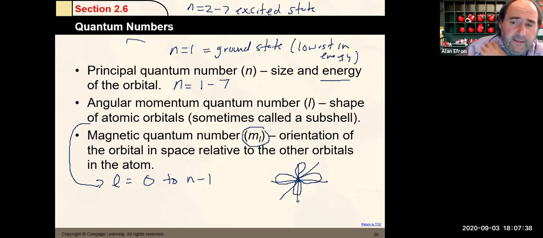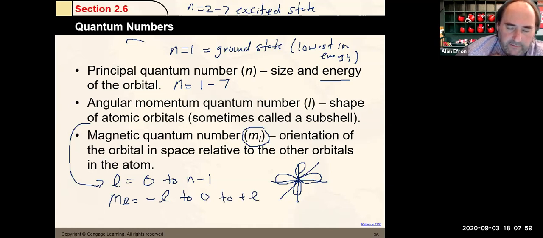Second to that, it will also tell you how many different orbitals there are for a particular subshell. And m sub L runs from negative L to 0 to positive L. Again, all whole numbers that go through here, and we'll do some examples in just a second so you can see it with real numbers. But it has a value that could run from a negative L value to 0 to a positive L value.